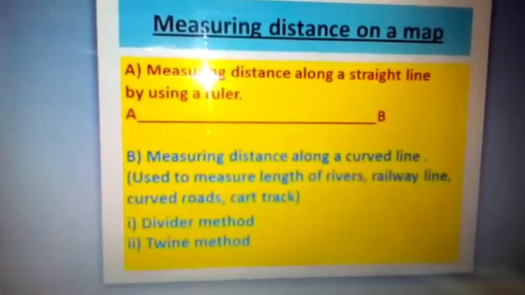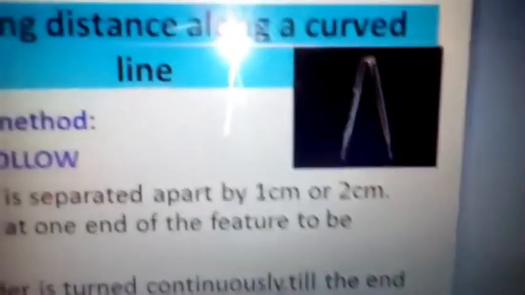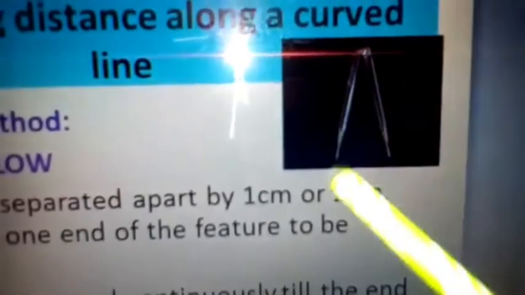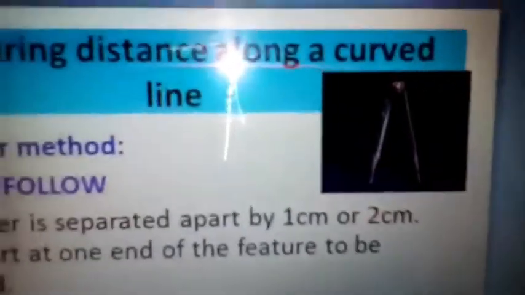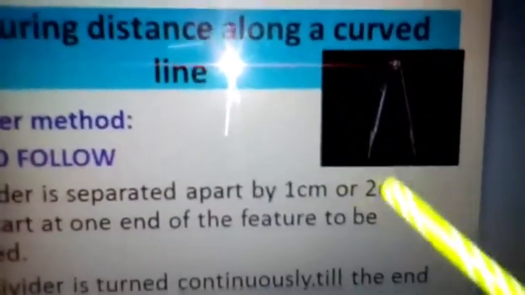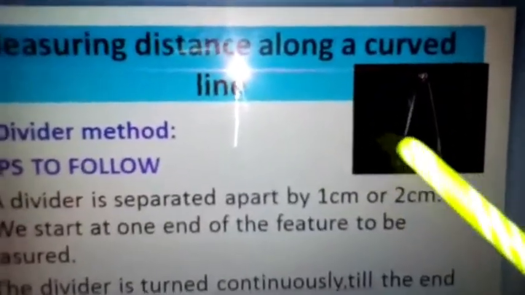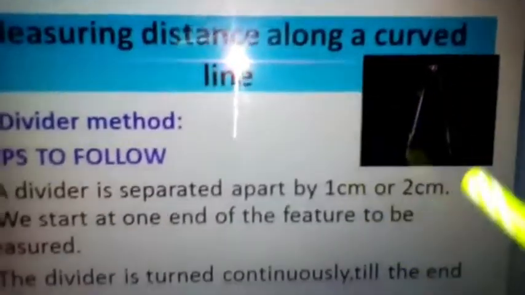Let us understand first what a divider is. Now this is what a divider looks like. It has two sharp pointed ends to it. It is very similar to a compass. Unfortunately, I don't have a divider to show you, but all of you must be having this in your compass box. It has two pointed ends, and these ends are used to mark each point on a curved line.